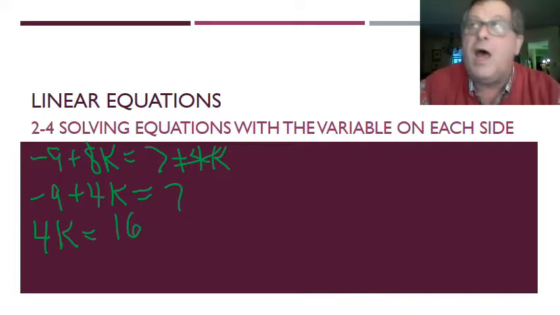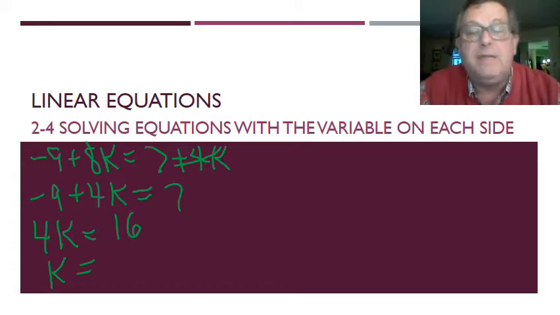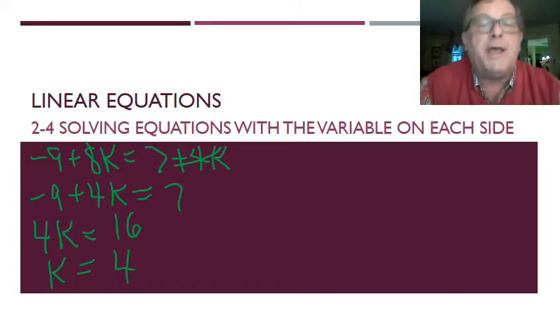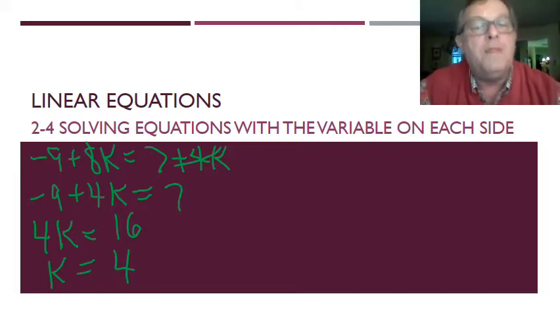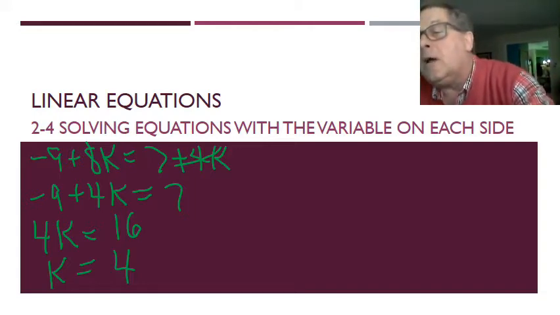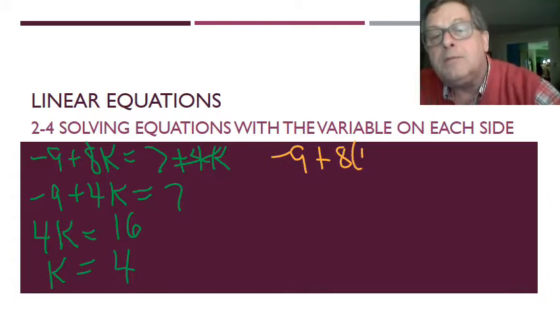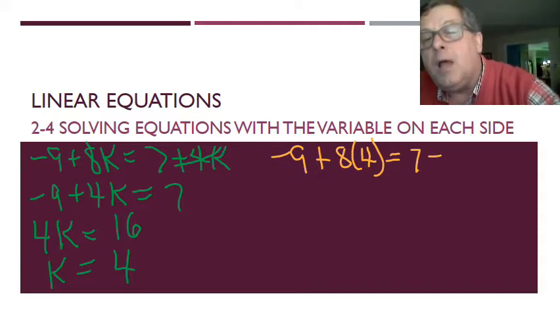Now, I'm going to divide both sides by 4. So when I divide 4k by 4, I'm going to get k. And when I divide 16 by 4, I'm going to have 4. So again, I still want to know, do I have the right answer at this point? Well, I'm going to substitute in this 4 for everywhere where I've got a k in the original equation. So let's see here. I'm going to go minus 9 plus 8 times 4 equals 7 plus 4 times 4.